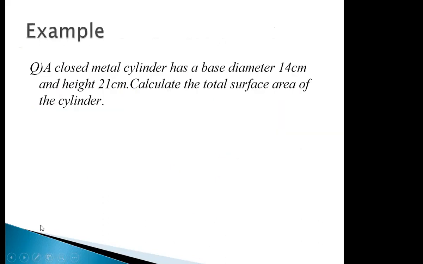Now look at this example. A closed metal cylinder has a base diameter 14 centimeter and height 21 centimeter. Calculate the total surface area of the cylinder. Everyone, I want you to try it. How will you find? Can you try it?